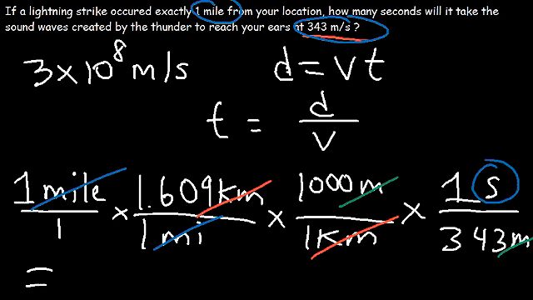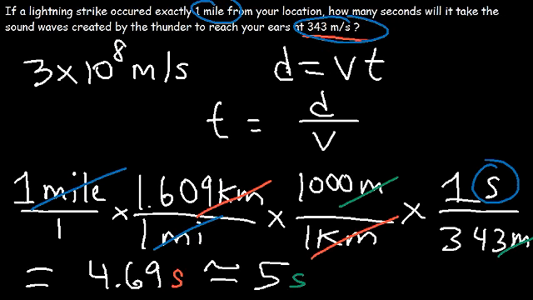So it's going to take sound roughly about 4.69 seconds, or if you want to, you can round it to about 5 seconds. It's going to take about 5 seconds for sound to reach your ears. So let's say if it takes 10 seconds for you to hear the thunder, that means that the lightning strike occurred approximately 2 miles from your location. If it takes 15 seconds for you to hear the thunder, then the lightning strike occurred approximately 3 miles from your location.